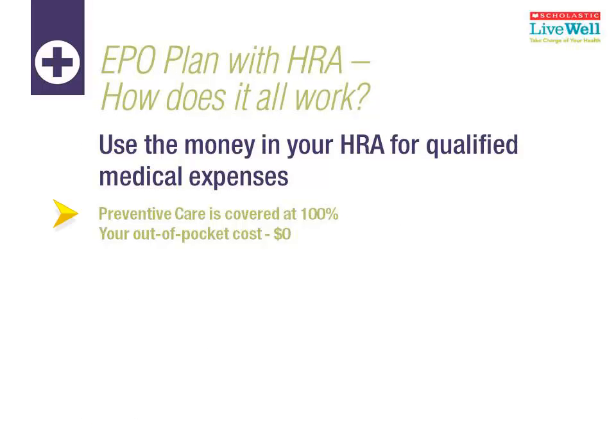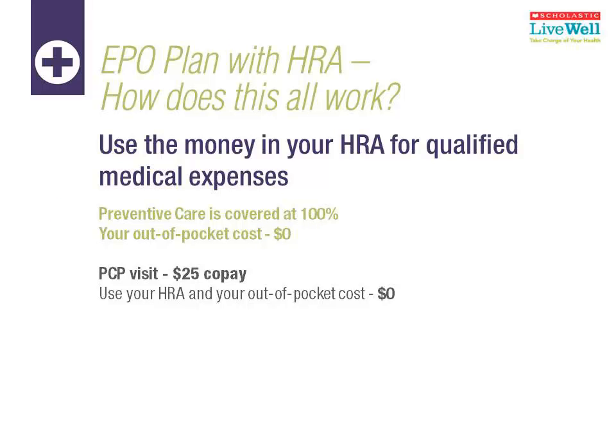Well, first of all, your preventive care visits are covered at 100% in-network, so your out-of-pocket cost for that is already $0. With the EPO plan, there is a $25 copay to see your primary care physician for non-preventive care, like when you get the flu or the kids have an ear infection. But you can use the money in your HRA to cover that expense, so your out-of-pocket cost is still $0.